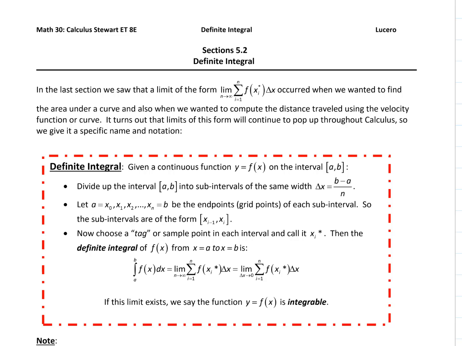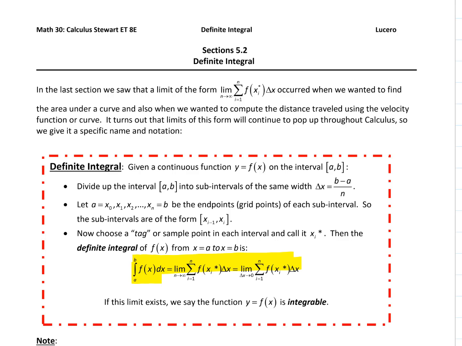Let's review real quickly the definite integral, our definition for the definite integral. This is what we derived in the last section and the last video. We went through this again. The definite integral comes from looking for the net area between a function and the x-axis on an interval from a to b. We do that by looking at rectangles, and that gives us this definition for the definite integral.